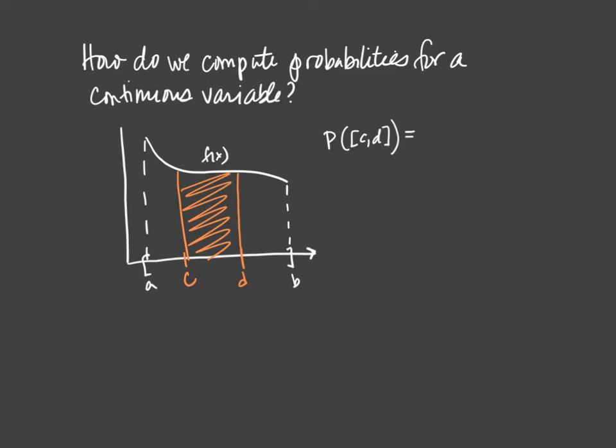Well, we would calculate that area, which we know how to do, because the area under the curve is just the definite integral from c to d of the function. Okay, so that's how we're going to calculate probabilities for continuous variables, for continuous probability density functions, or probability distribution functions. So let's take a look at an example.